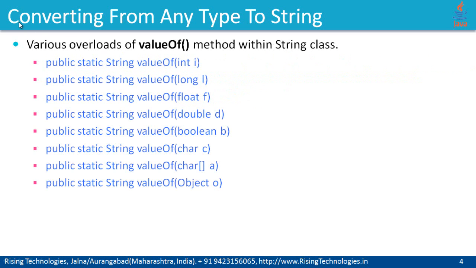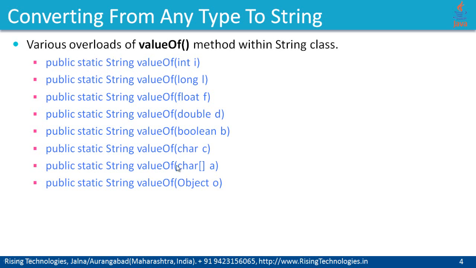Here is a list of various overloaded versions of this valueOf method from the String class. Look at this declaration. This method is declared as public. It is also declared as static. That means you don't need a string instance to call this method. You can directly invoke this method over the type String. The return type of this method is String. Name of the method is valueOf.